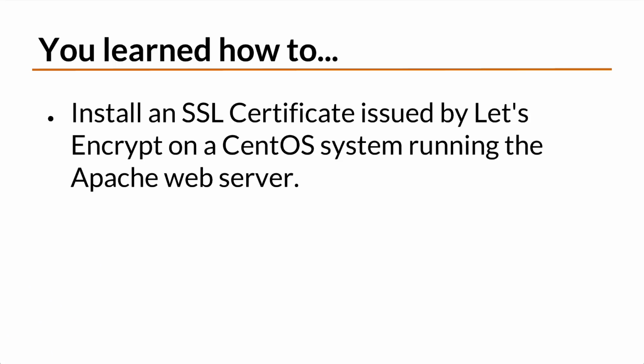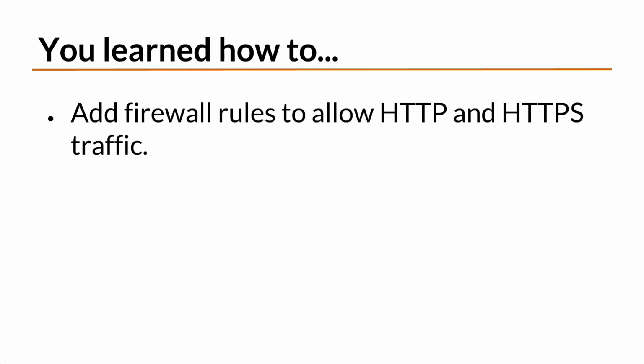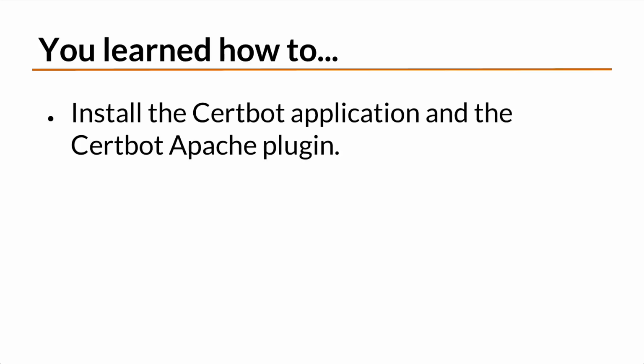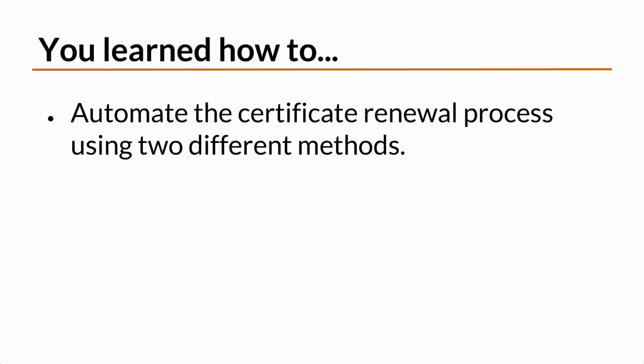In this tutorial, you learned how to install an SSL certificate issued by Let's Encrypt on a CentOS system running the Apache web server. You started out by installing the Apache web server and mod_ssl for SSL support. From there, you added firewall rules to allow HTTP and HTTPS traffic. Next, you enabled the epel repository by installing the epel-release package. That enabled you to install the Certbot application as well as the Apache Certbot plugin. You then created and installed an SSL certificate using the Certbot utility. Finally, you automated the certificate renewal process so that your site is never without a valid SSL certificate.